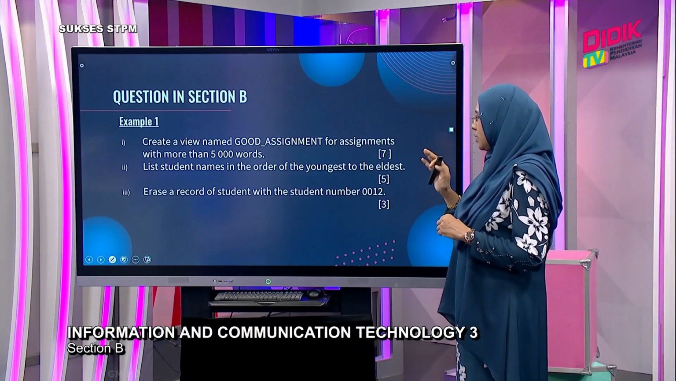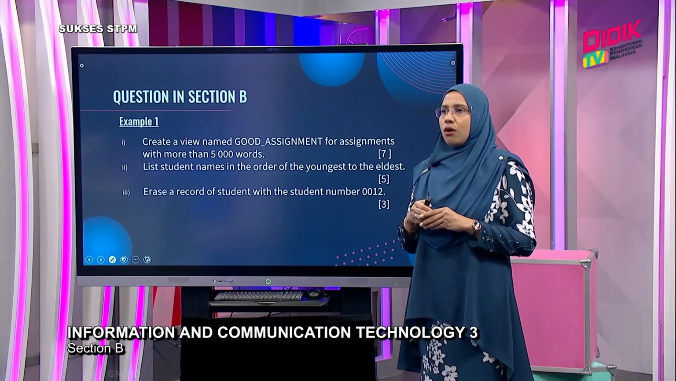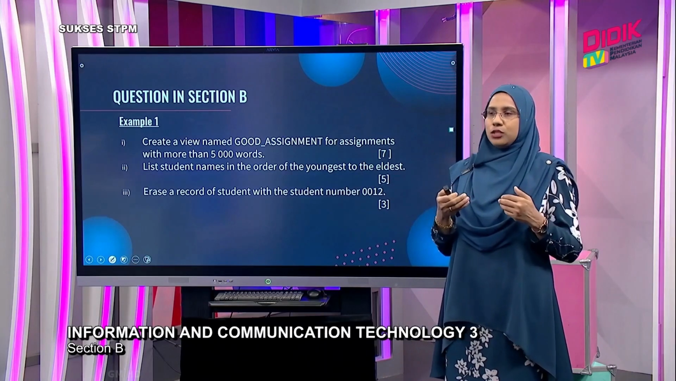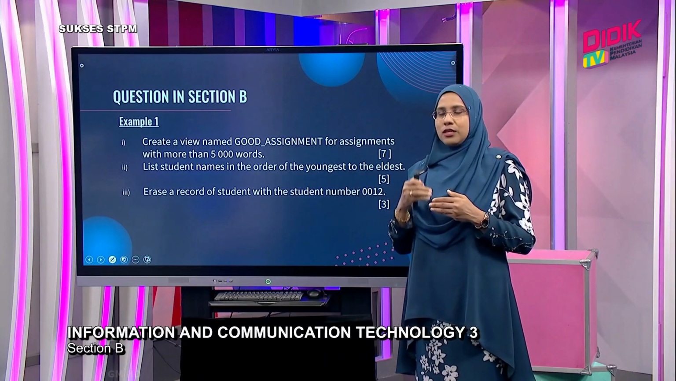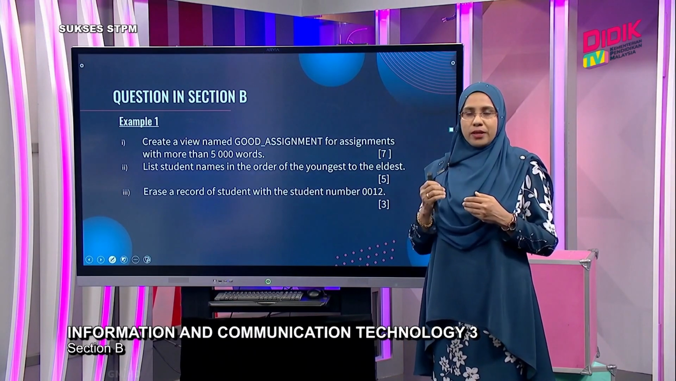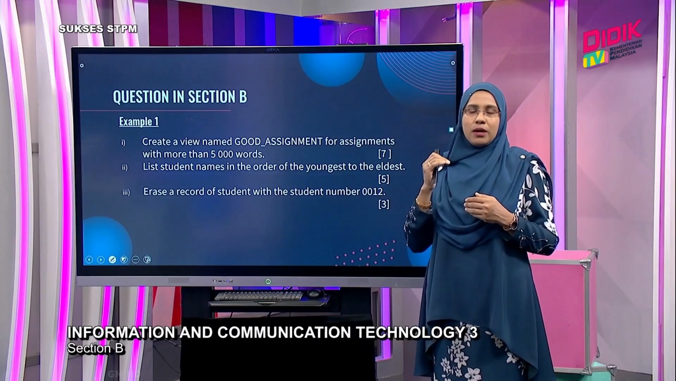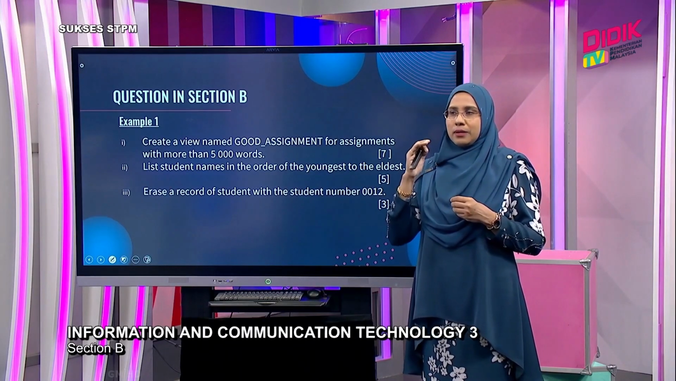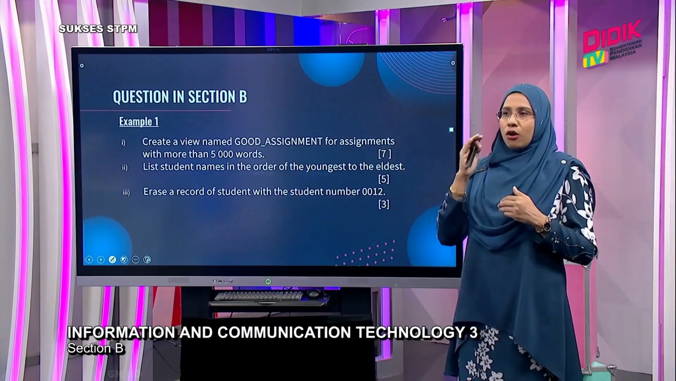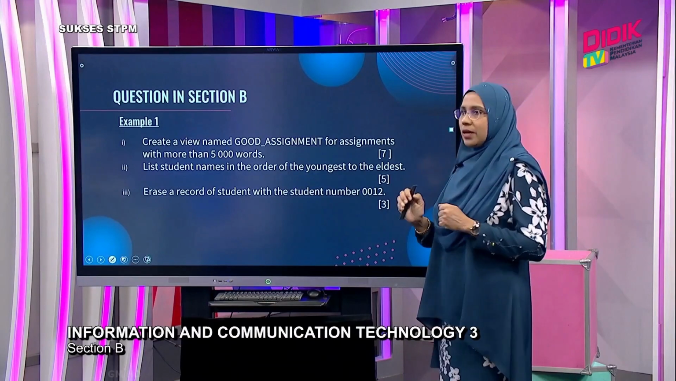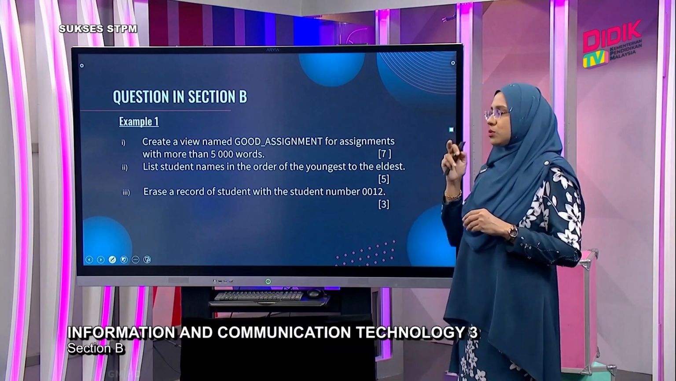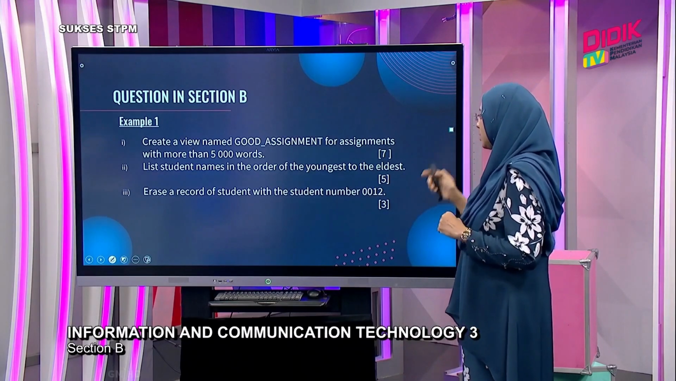Next, list student names in order of youngest to the eldest. So indirectly they ask you to sort the data. Sort the students' names according to their date of birth. Here they are testing your knowledge of how you use the condition. Marks given 5. And then the last one is erase the record on student whose student number is 0012. So how to answer this?